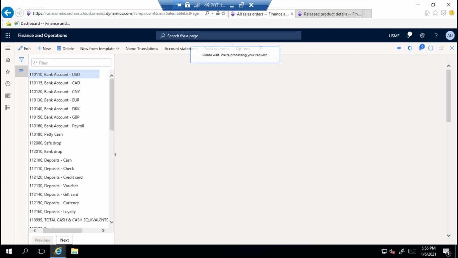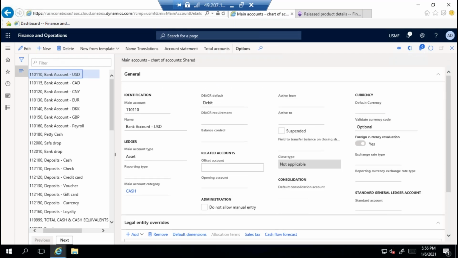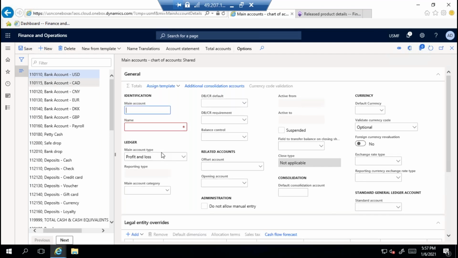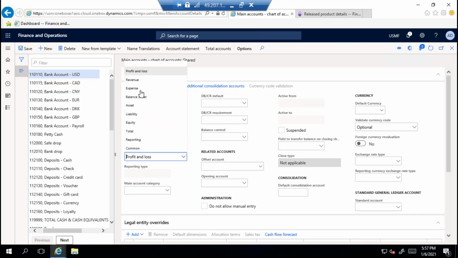So if you click new, you will find the types. Main account type: asset, liability, equity, revenue and expenses. So asset, liability, equity are balance sheet items. Revenue or expenses is profit and loss account. These are the types available here.